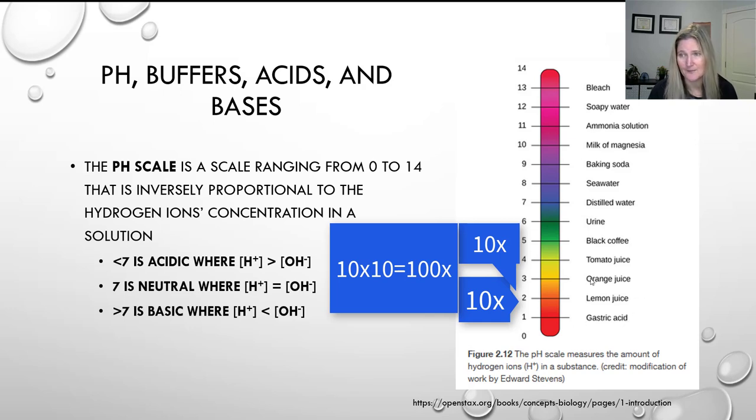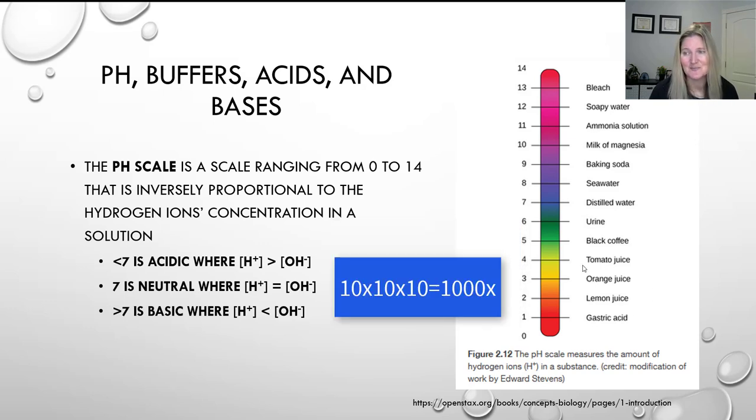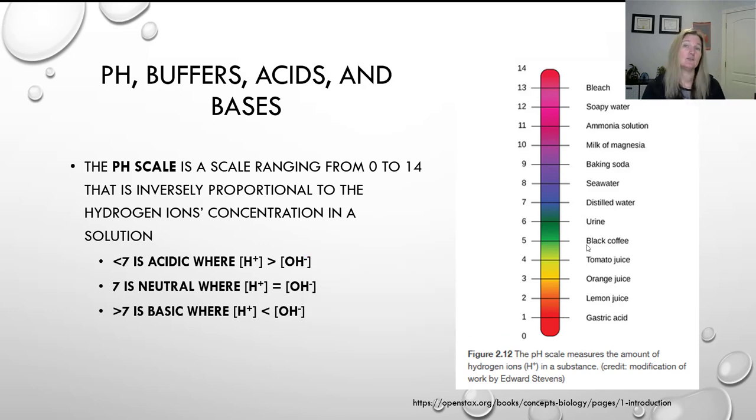more hydrogen ions than orange juice, and 1,000 times more than tomato juice, and 10,000 times more than black coffee. Every time you're moving up, multiply it by 10. So 10 times 10 times 10 times 10 equals 10,000. That's why gastric acid has 10,000 times more hydrogen ions than black coffee. So it's an inversely proportional logarithmic scale.